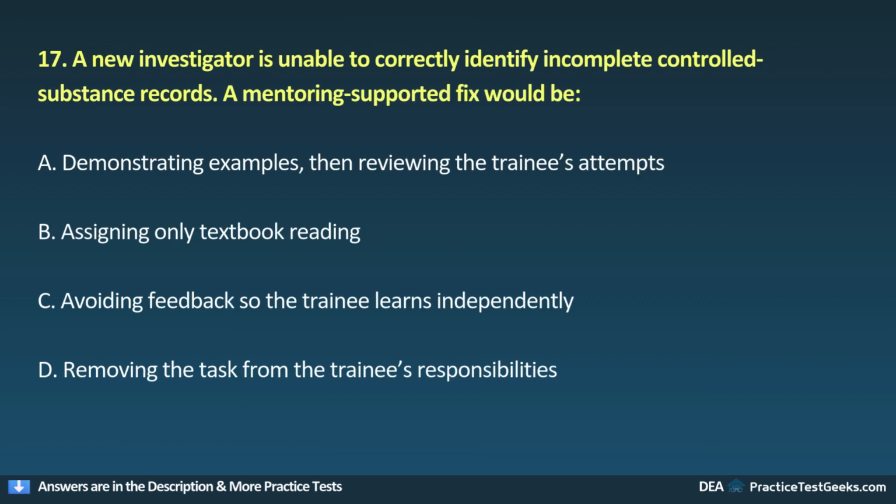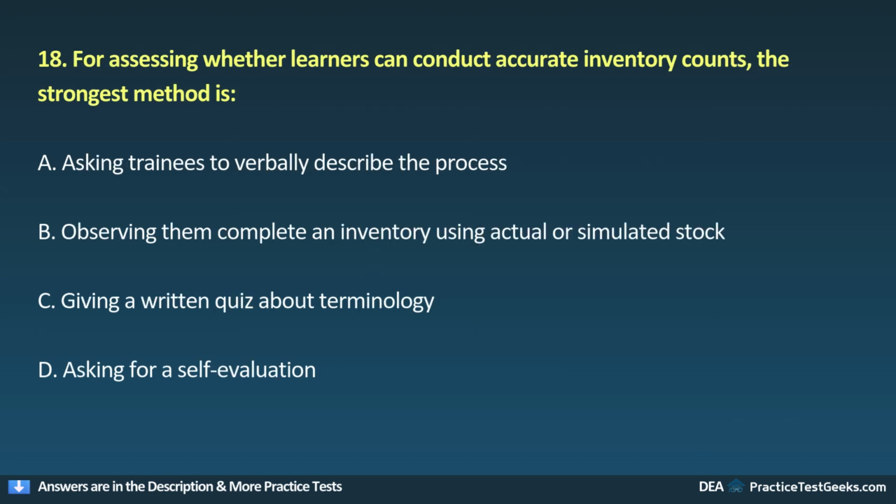17. A new investigator is unable to correctly identify incomplete controlled substance records. A mentoring-supported fix would be: A. Demonstrating examples, then reviewing the trainee's attempts. B. Assigning only textbook reading. C. Avoiding feedback so the trainee learns independently. D. Removing the task from the trainee's responsibilities.